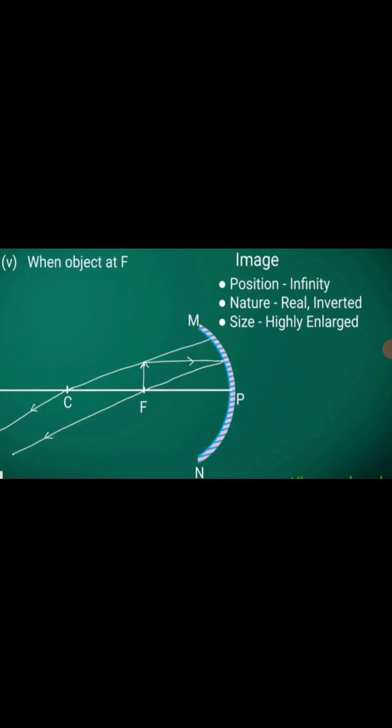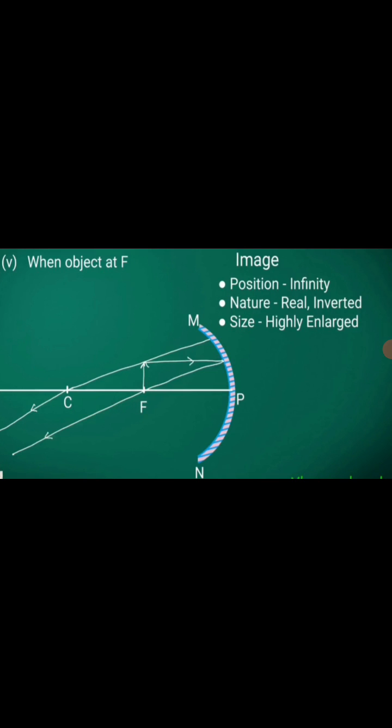Just observe the two reflected light rays. They are not meeting, isn't it? That means they are going to meet, so let us assume at infinity. That means the image is formed but at infinity. Okay, what about the nature of the image? The nature of the image is real and inverted, and size is highly enlarged. For this case, I can take the example of the sun.